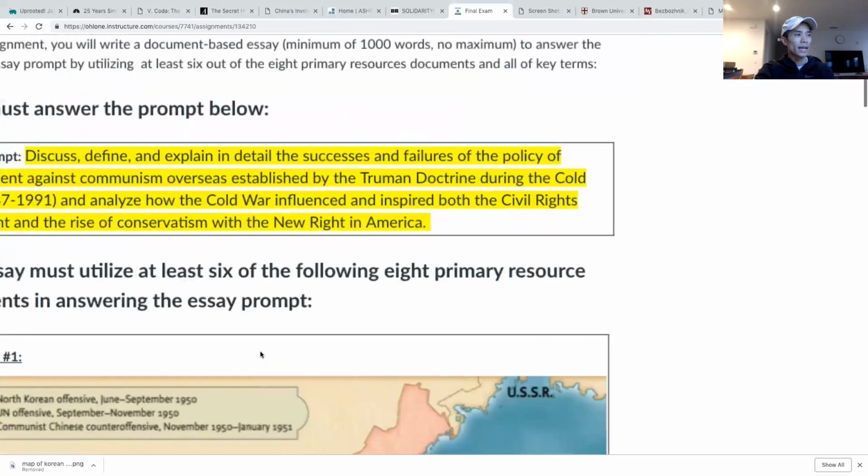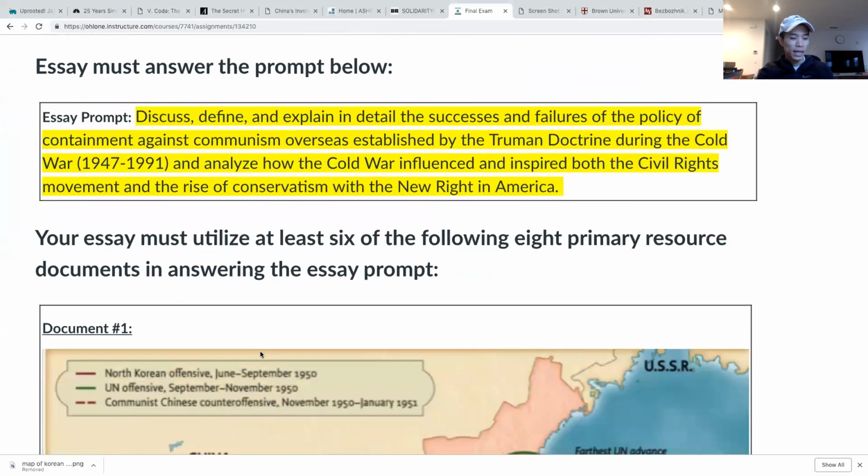Now, I want to talk about the second half, okay? The second half of your paper should address how the Cold War inspired and influenced the civil rights movement back at home, and also the New Right movement, okay? So this is the reason why we are going to be shifting gears, right? The second half of your paper is going to be dealing with domestic events back at home, okay?